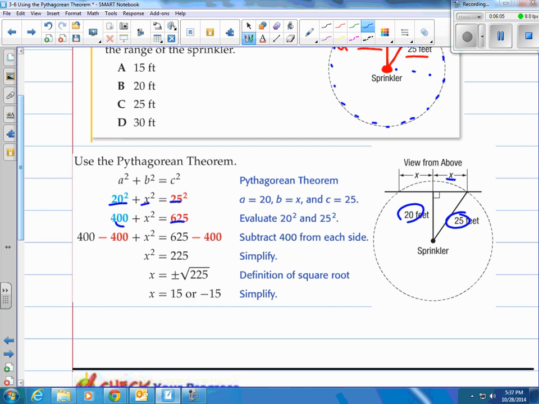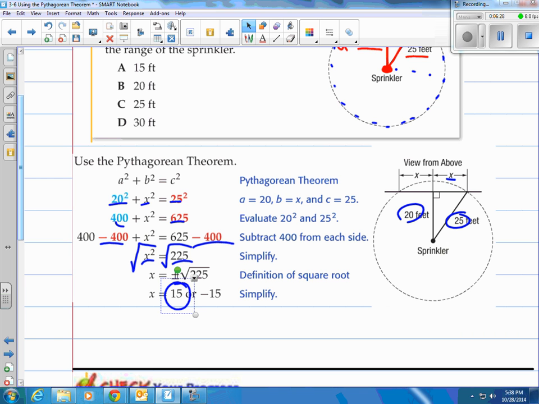Then we're going to isolate the variable, get X by itself. So we have to get rid of this 400 by subtracting 400 on both sides. You end up with 225 on the right side. X is left over on the left side. And then you unsquare that by square rooting. So X is equal to the square root of 225, which is 15 or negative 15. Since we're talking about a distance and measurement, we're actually going to use the 15.